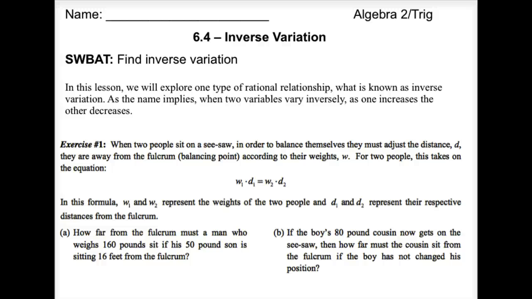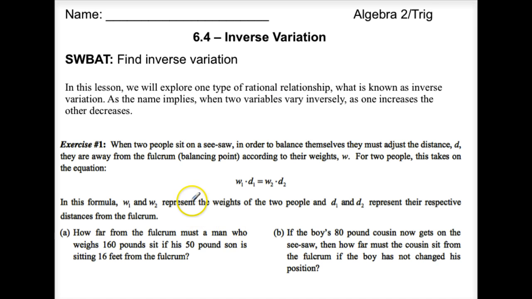Alrighty guys, we're on 6.4, inverse variation. So our objective for today is that students will be able to find inverse variation. In this lesson we're going to explore the type of rational relationship which is known as inverse variation. As it implies, when two variables vary inversely, all it means is that as one variable increases, the other decreases.